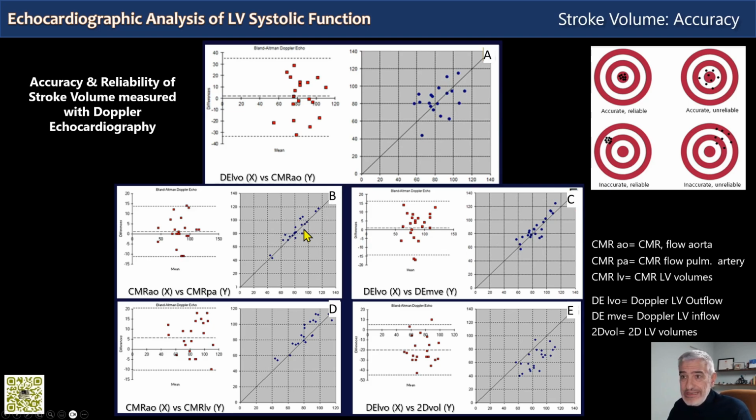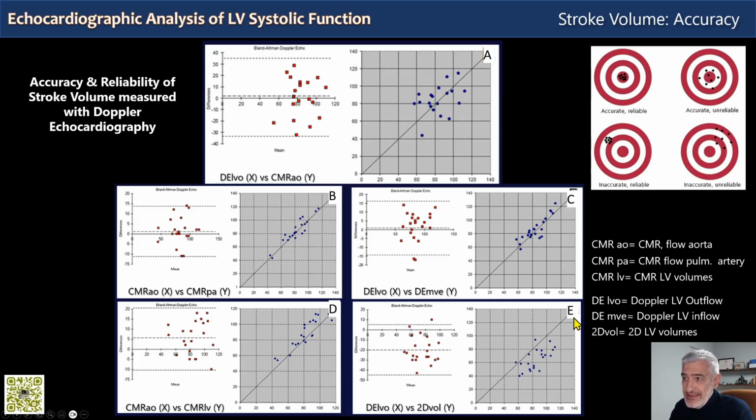That's because each method has, anyhow, a slight variability within itself. Here MRI and here pulse Doppler echo. So when we compare the two methods one with the other, MRI with pulse Doppler echo, we multiply the variabilities. And that's why here the cloud of points gets larger.